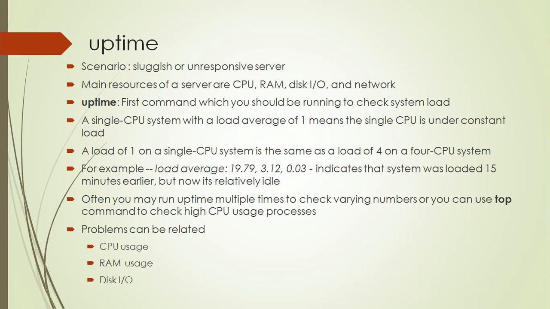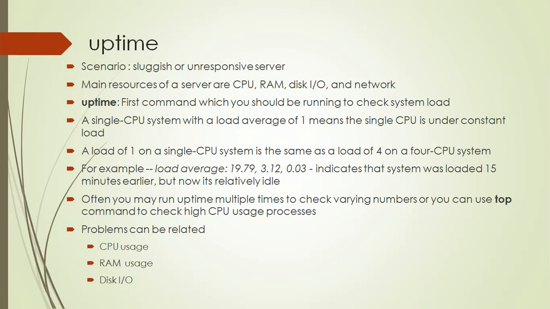It is really important during troubleshooting to identify whether the load is CPU bound, that is, processors are waiting for CPU resources; or RAM bound, that is, high RAM usage that has moved into swap; or input output bound, that is, processors fighting for disk or network input output. Often you may have to run uptime multiple times to check the varying numbers, and you can use the top command as discussed earlier to check the CPU usage. The uptime and top commands are typically used together to troubleshoot very quickly.